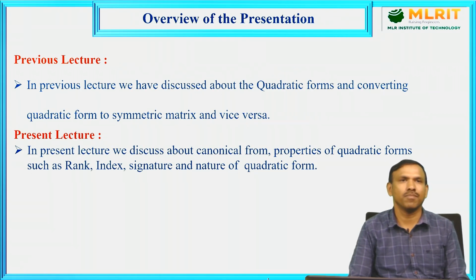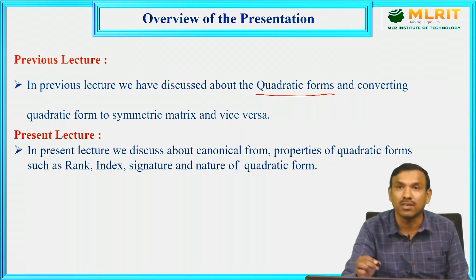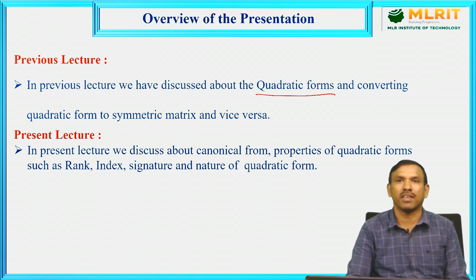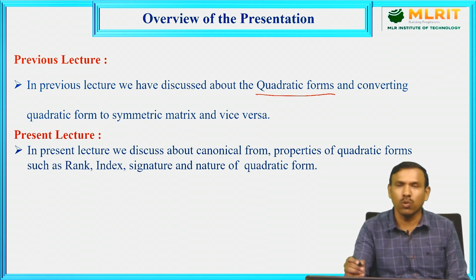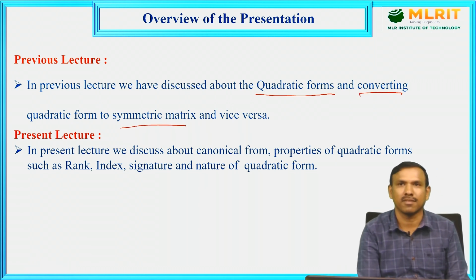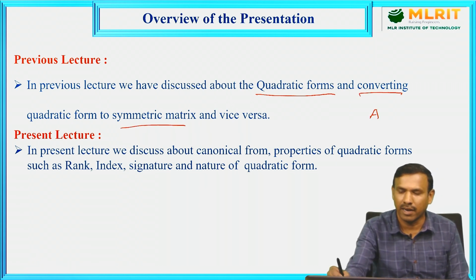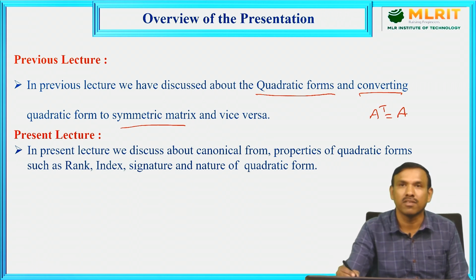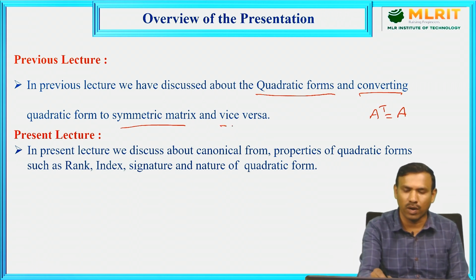In the previous lecture, we discussed the quadratic forms very clearly. What is a quadratic form? A second degree homogeneous polynomial is called a quadratic form. And how to convert the quadratic form to a symmetric matrix. Symmetric matrix in the sense A transpose is equal to A, such type of matrix, and vice versa.